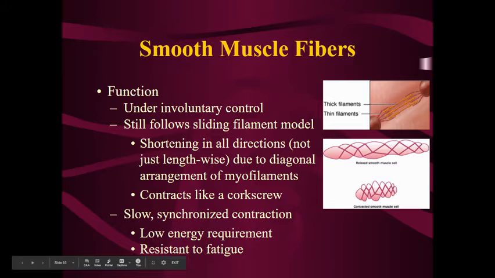Function of smooth muscle fibers: they are under involuntary control. So your nervous system controls those without a voluntary message from you. They still follow the sliding filament model. So the actin and the myosin myofilaments will still slide, but because of the diagonal arrangement of the myofilaments, the shortening will occur in all directions, not just lengthwise like we saw with skeletal muscle. And so contraction ends up being more like a corkscrew sort of contraction.